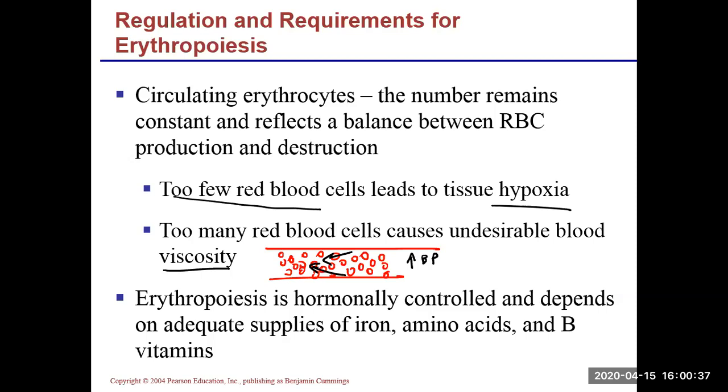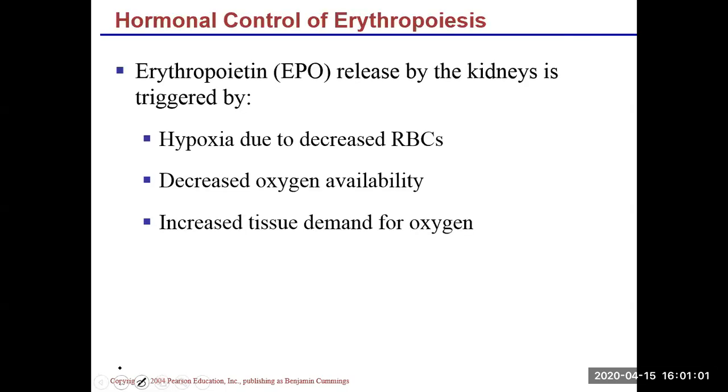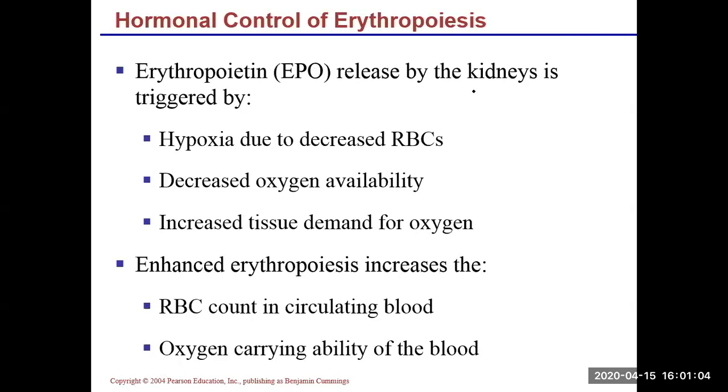So erythropoiesis is controlled hormonally. And again, it also depends on the ingredients. Some of these ingredients I mentioned: vitamin B, amino acids, iron. Again, think about the pancake that requires the right ingredients to be made. So let's go ahead and concentrate on this hormone. Where is this hormone coming from and what does it do? It comes from the liver, but the majority of it comes from the kidneys. So I want you to remember kidneys. Erythropoietin, or EPO, is released by the kidney.